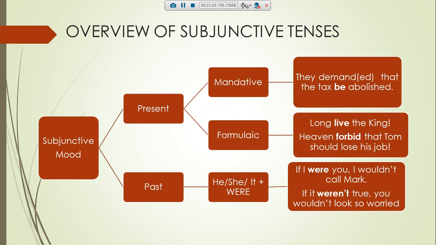So, here you have a chart with the overview of the subjunctive tenses in English, present and past: present subjunctive mood, subdivided into mandative and formulaic, and past or were subjunctive.